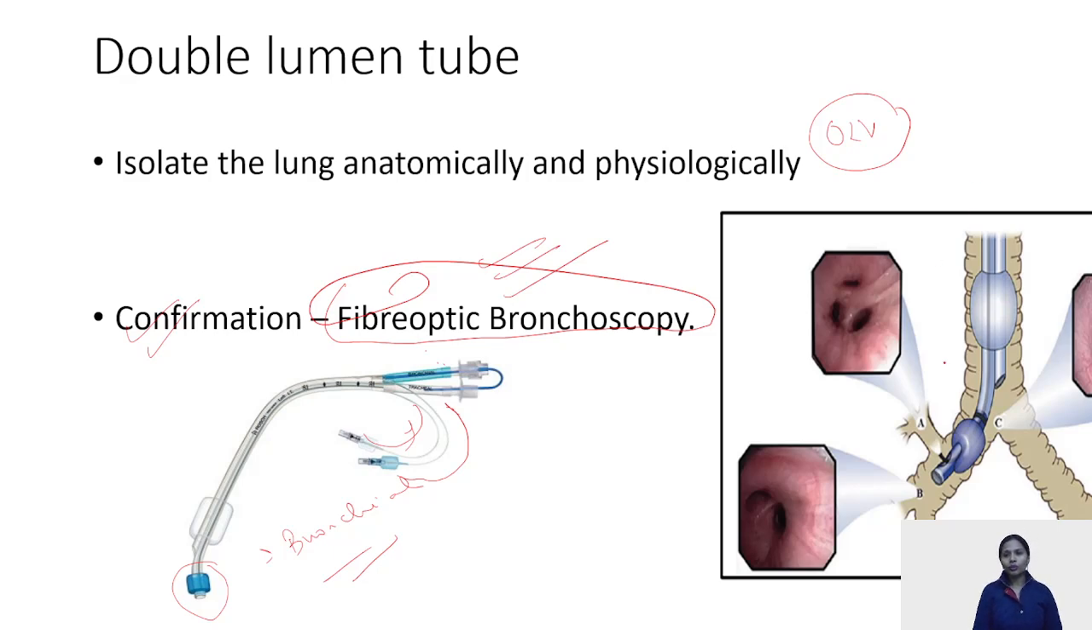This is your double lumen tube. It is basically used to ventilate just one lung, and the other lung gets completely without air, and you can actually perform surgery on that lung.